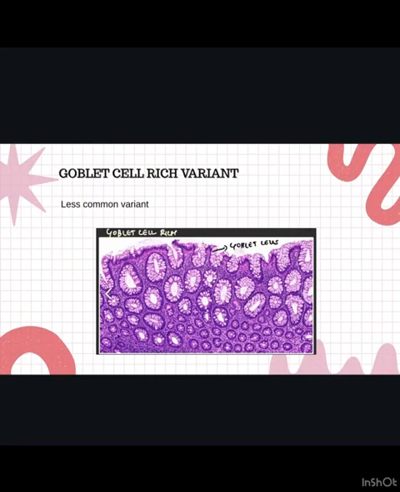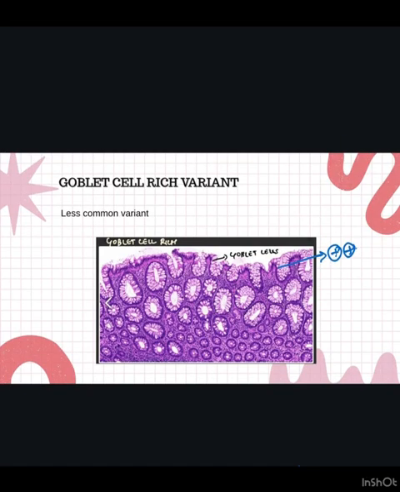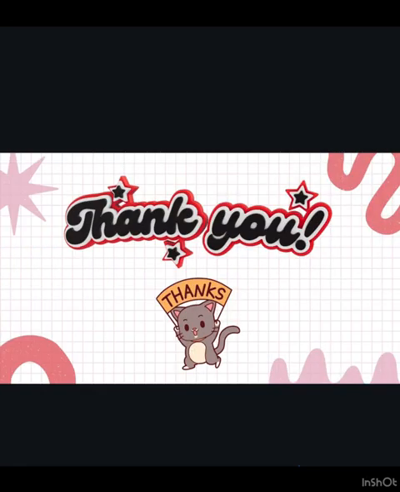Now goblet cell rich variant is a much less common variant and this usually has prominent goblet cells. So as you can see here, these goblet cells are very prominent. So this was a comprehensive review about the different non-neoplastic GI polyps.